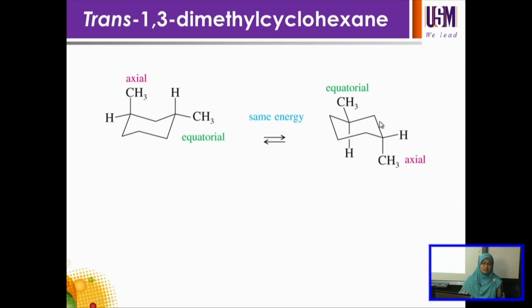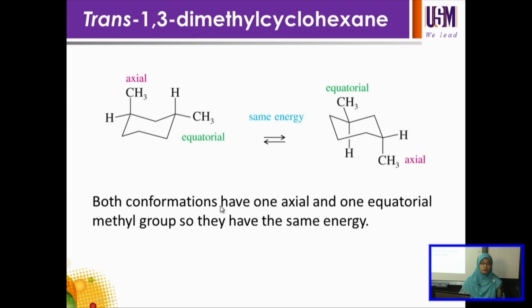What about the trans isomer? Okay, in the trans isomer, both conformations have one axial and one equatorial methyl group. So they have the same energy because they are present in almost the same, or equal, amount. So either way, when you flip, you can have one equatorial methyl group and one in axial position.